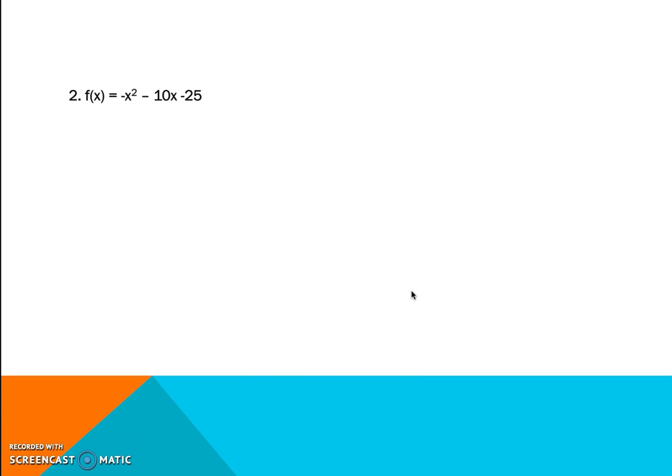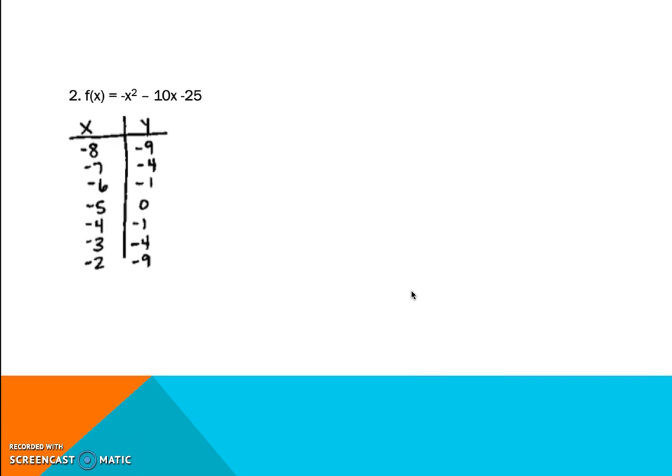For number 2, the function of x equals -x squared minus 10x minus 25. Here is our t-chart once again. When we plug in -8, we get our y as -9. When we plug in -7, our y value is -4. When we plug in -6, our y value is -1. When we plug in -5 for x, our y value results in 0, and you can go on. Now we would graph that.